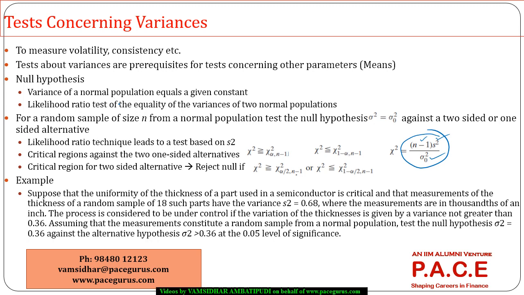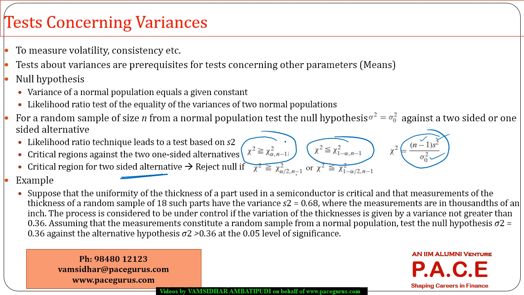Moving slightly forward to the critical region for the two-sided test, we reject the null hypothesis if the chi-squared is either greater than chi-squared alpha by 2 with n minus 1 degrees of freedom, or less than or equal to chi-squared 1 minus alpha by 2 with n minus 1 degrees of freedom, because we need alpha by 2 area on both sides. That's the way we define our critical region with respect to the tests associated with variances.